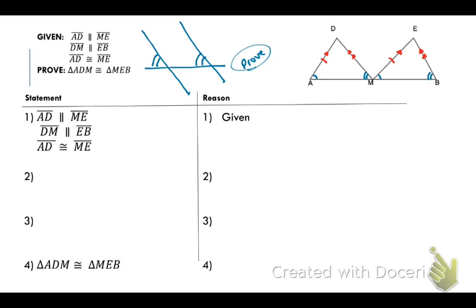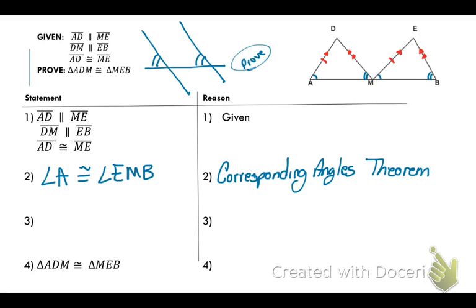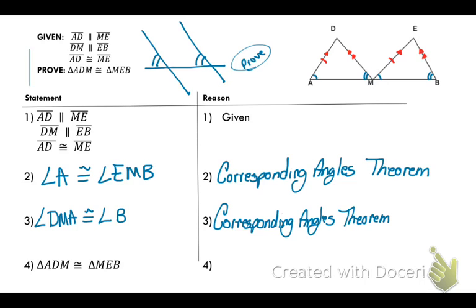So let's write down what we have talked about. I'm going to say that angle A is congruent to angle EMB because they are corresponding angles. So the corresponding angles theorem is my reason. And angle DMA is congruent to angle B also because of the corresponding angles theorem. Now let's go back and check. I've got one non-included side and two angles. So I can say that triangle ADM is congruent to triangle MEB because of angle, angle, side.